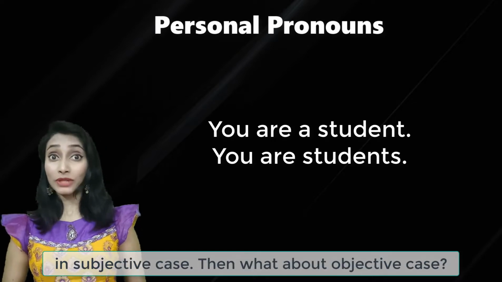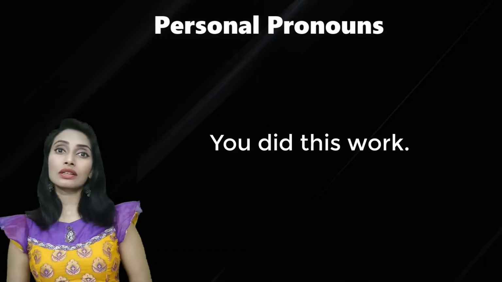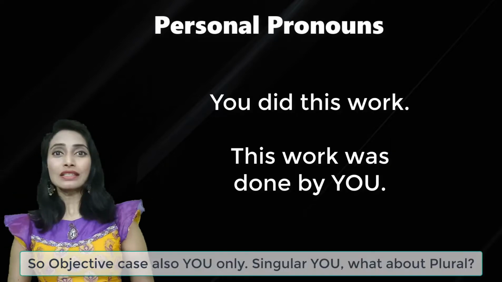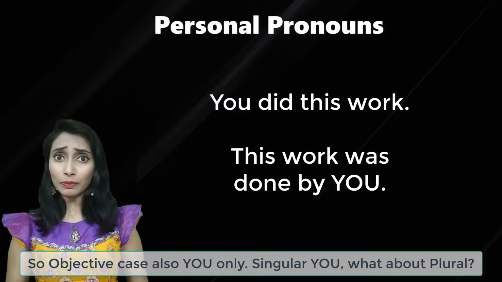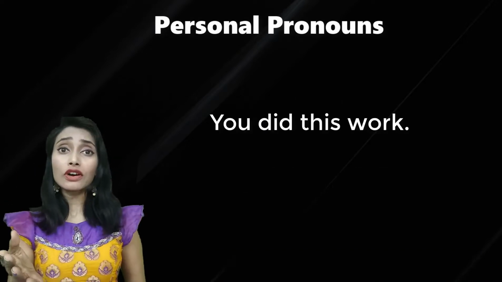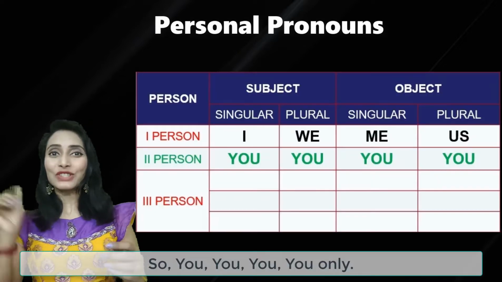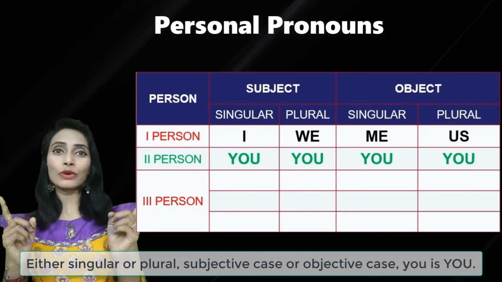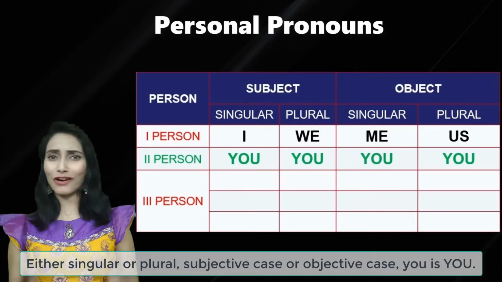Then what about objective case? Let's take the same example. You did this work. So what is the passive voice? This work was done by you. So objective case also you only. Singular you. What about plural? You did this work. This work was done by you. So you only. Either singular or plural, subjective case or objective case, you is you only.